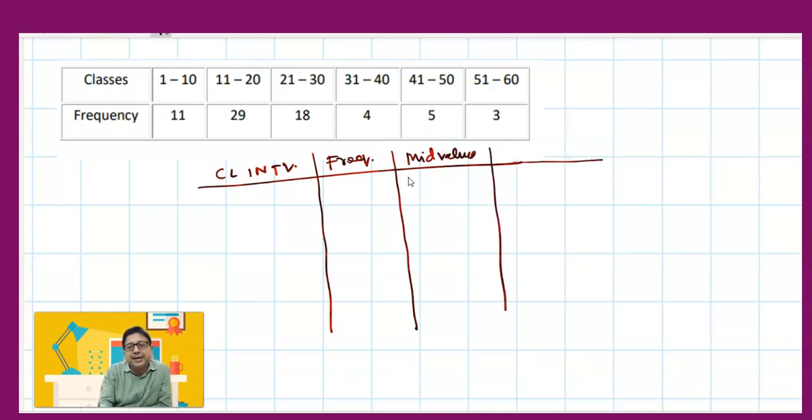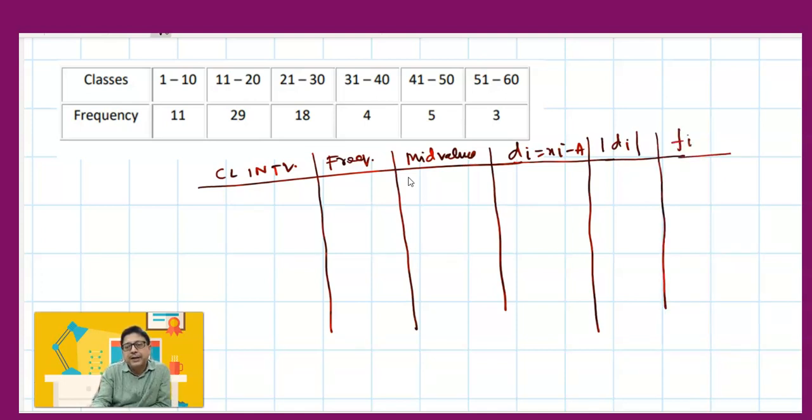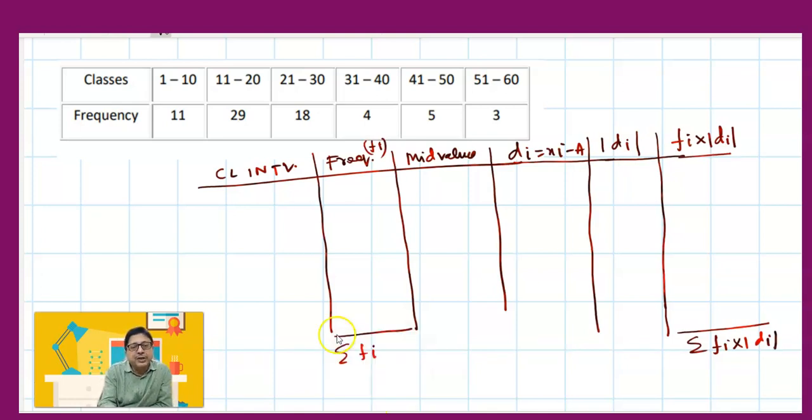These mean values are actually xi. Then you will find di equal to xi minus A. Then you will find mod di. Then you will find fi into mod di. Fi into mod di means fi into mod of xi minus A. And here the data you will get is sigma fi into mod di. And here for frequency, if we symbolize it by fi, we will be getting sigma fi. Okay. So let us proceed.